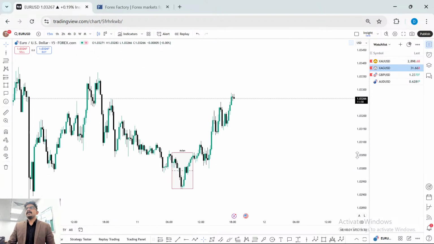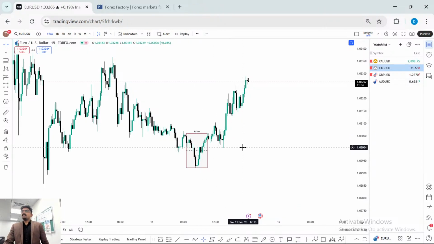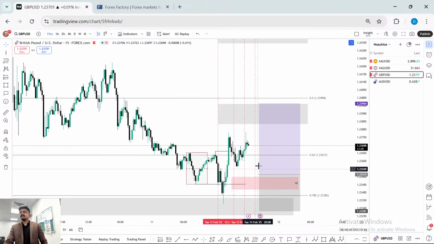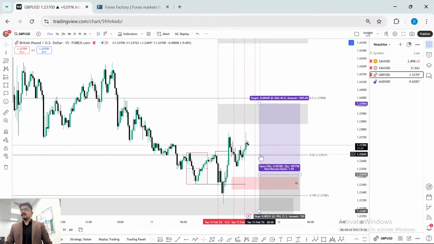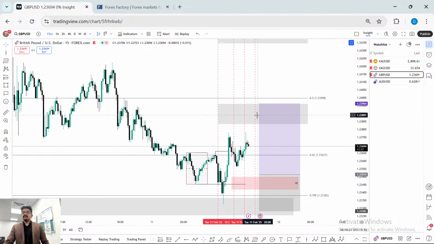In Euro USD, you can see there was a good movement. It's almost done. In GBP USD, there is a chance. So let's wait. It has to come down into this area, and if it directly goes to our TP zone, then you have to delete that particular order. Let's see if it will come back to the 0.62 range.